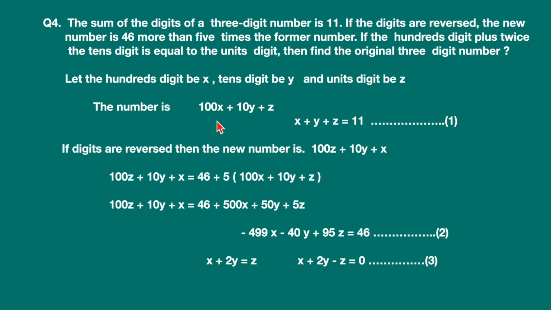Now if the digits are reversed, so you're going to reverse the digits. z will become the hundredths digit, y will remain the tens digit, and x will become the units digit. So what is the new number? 100z plus 10y plus x. So the digits are reversed.